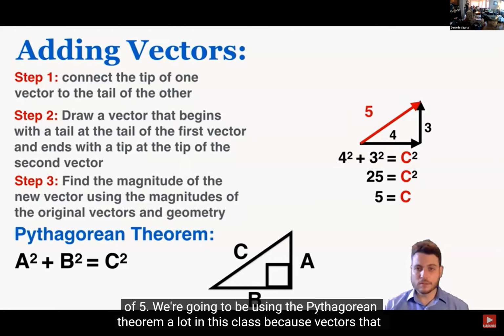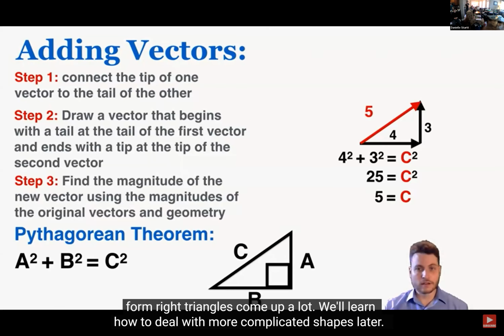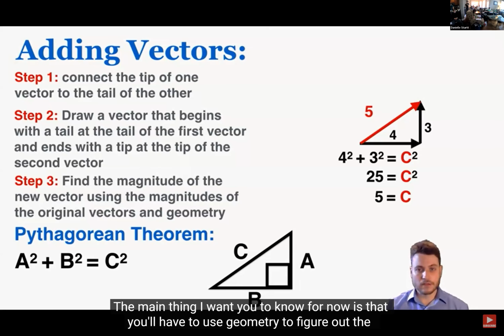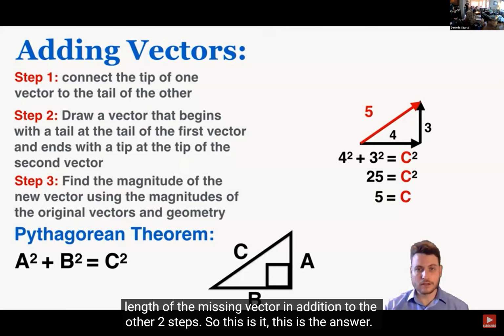We're going to be using the Pythagorean theorem a lot in this class because vectors that form right triangles come up a lot. We'll learn how to deal with more complicated shapes later. The main thing I want you to know for now is that you'll have to use geometry to figure out the length of the missing vector in addition to the other 2 steps.